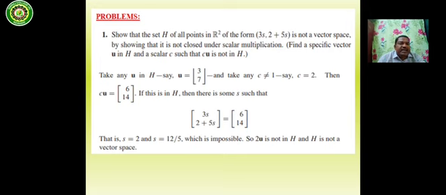In both cases we should get the same s value, but here in one case we get 2 and in another case we get 12 by 5. These two values are not equal, so we say that the s value does not exist. So here the property is not satisfied. Cu does not belong to H. Therefore H is not a vector space.